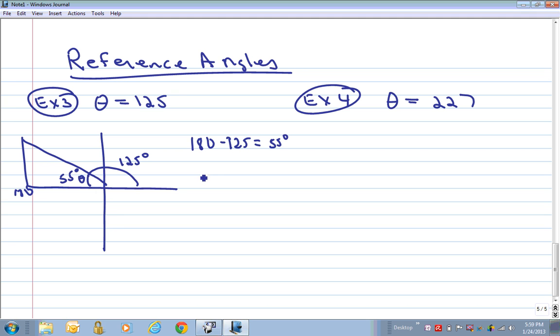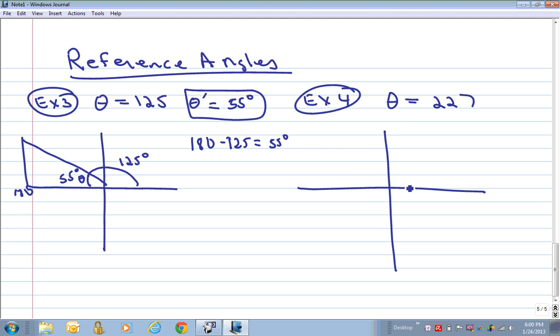And how we note that is we're going to say reference angle, with a little asterisk by it, that makes the reader know that it's a reference angle, and that's at 55 degrees. And there we go.